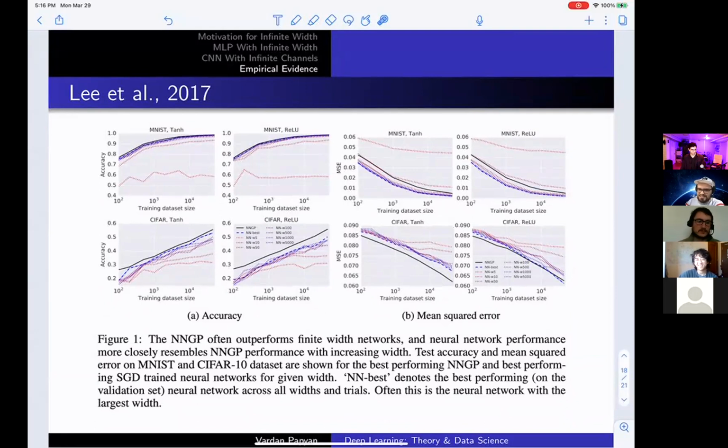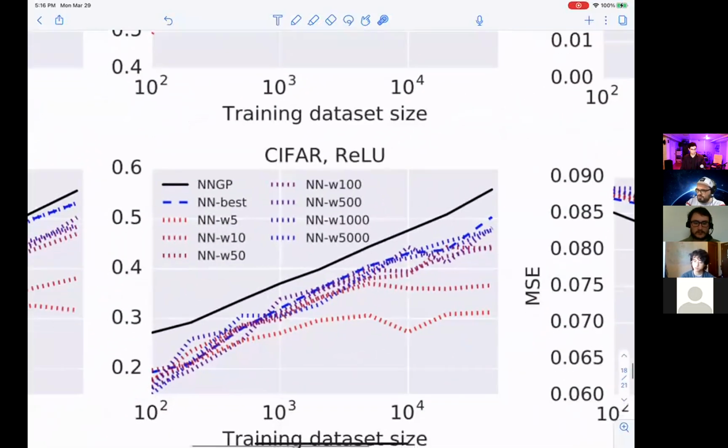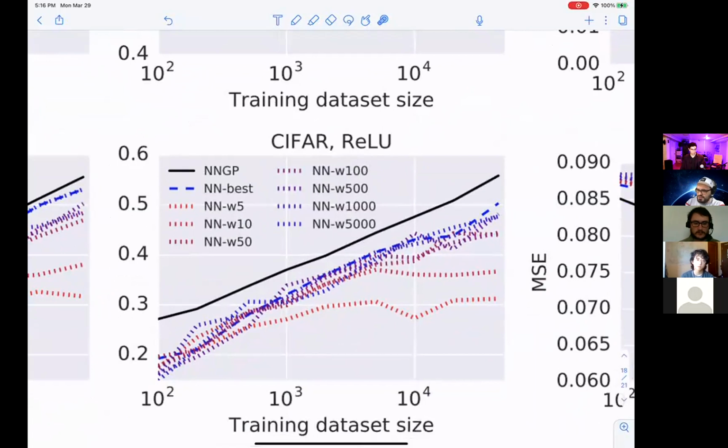Let us discuss a little bit more measurements. In this figure by Jae-Hoon Lee, they're comparing the performance of several networks. Here NN stands for neural network. W5 stands for width of 5. NN W10 stands for a neural network with width 10.